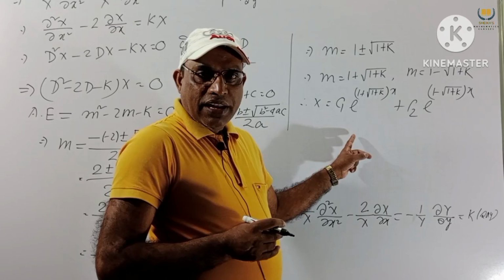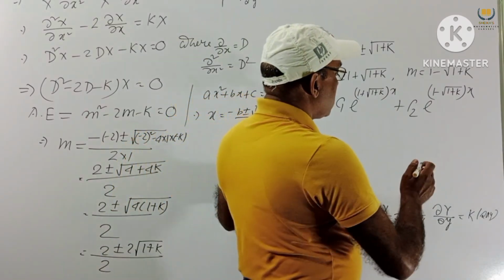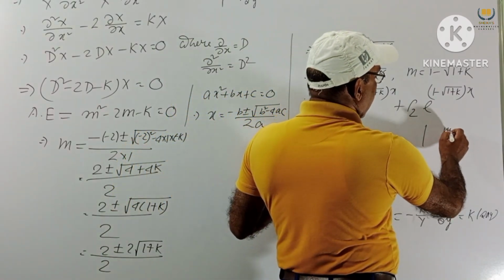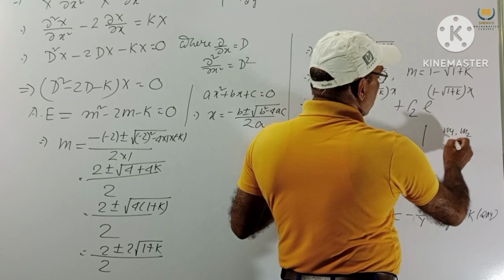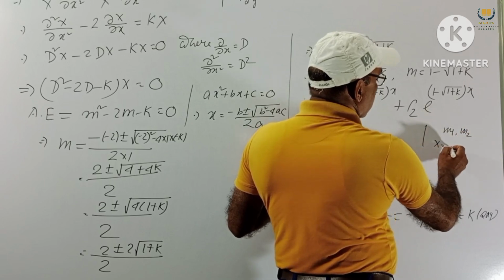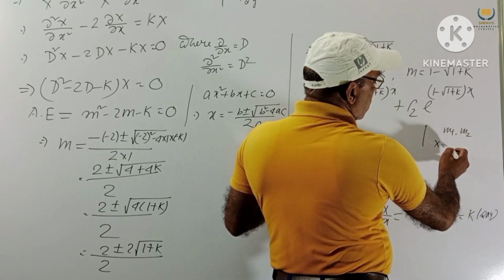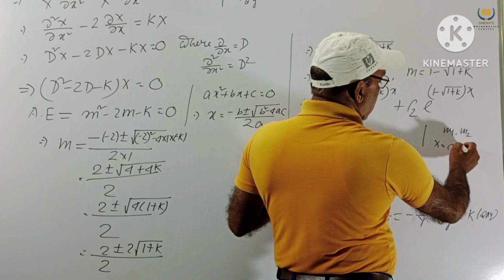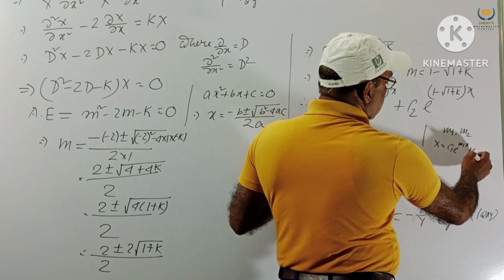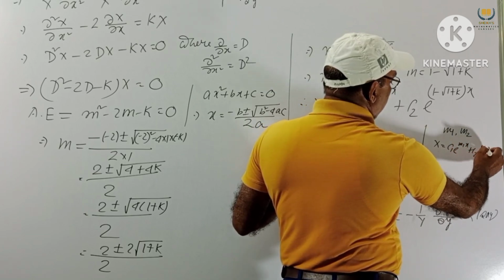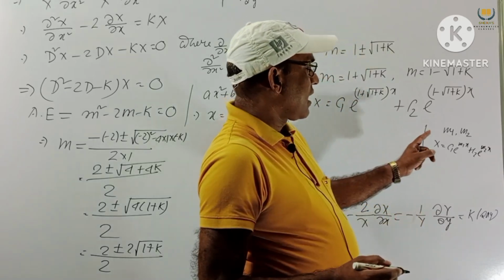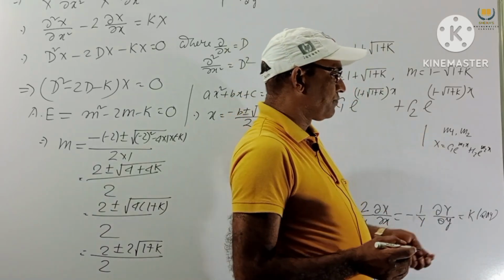So if roots are unequal, we know this formula. Suppose roots are m1, m2, then the solution is y = c1 e^(m1 x) + c2 e^(m2 x). If roots are unequal, then this is the solution.